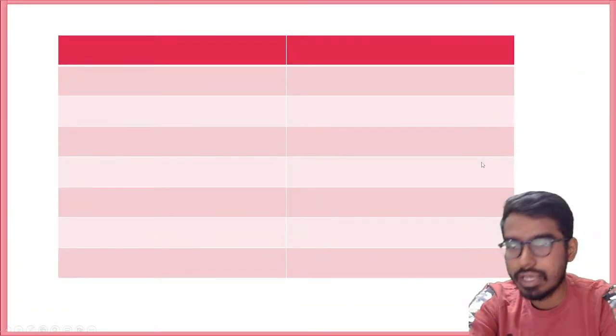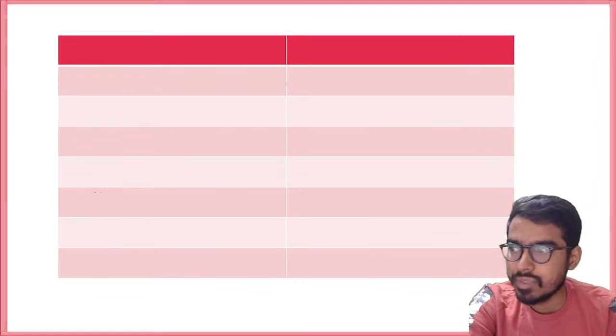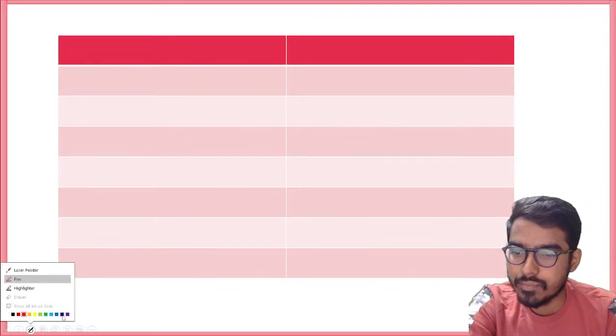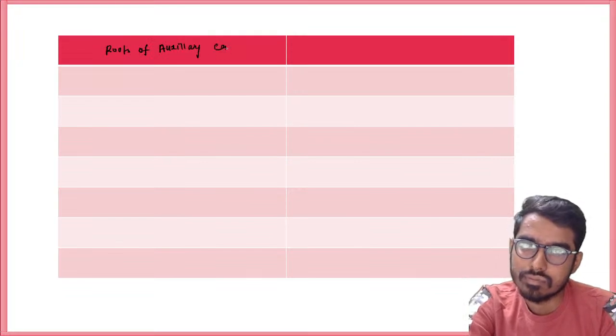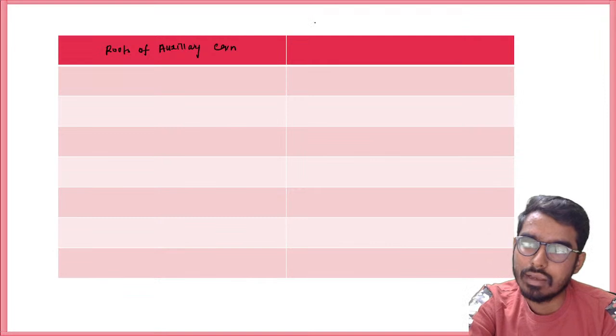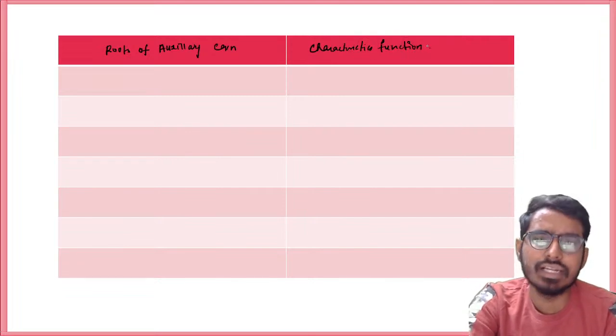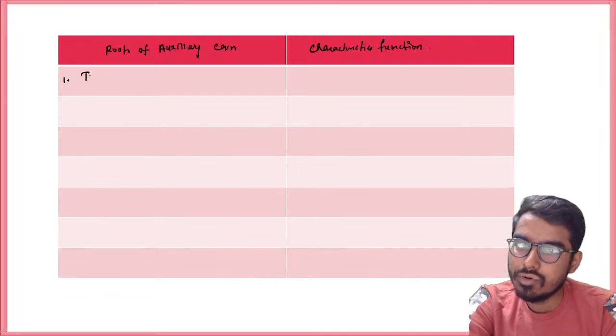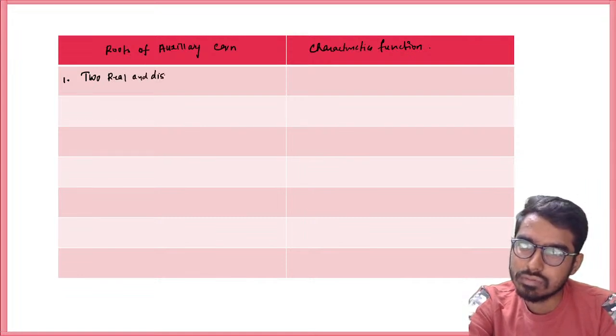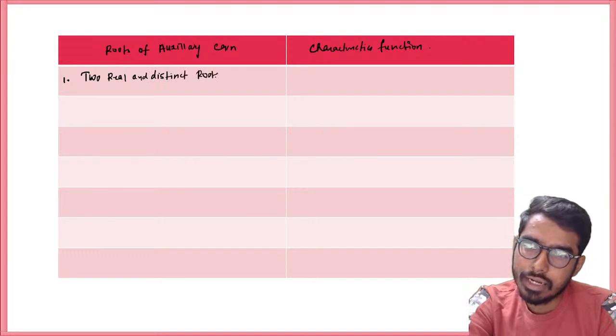Now I'm going to write down the formula for finding the complementary function. So the roots of the auxiliary equation, and the corresponding characteristic function and characteristic solution. First, suppose we have two real and distinct roots.